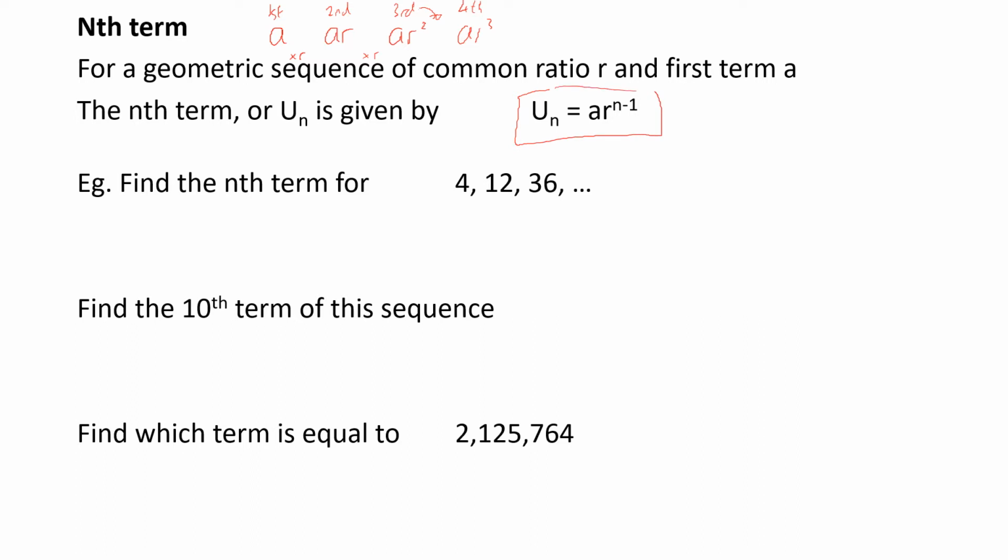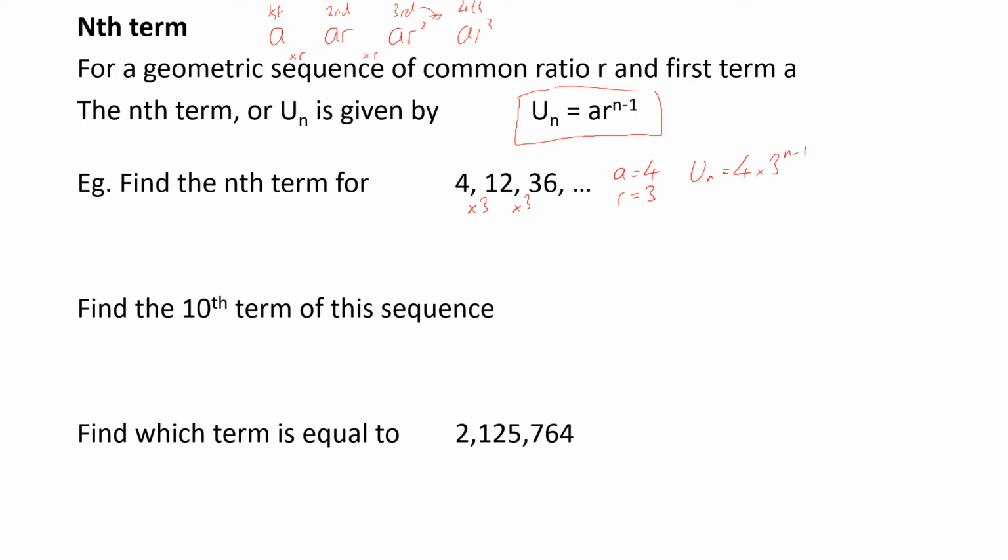Let's see how that works. So we've got here a sequence 4, 12, 36. We can see that that's being times by 3. So the information about that is that A is 4 and R is 3. So Un, our nth term, is A, so 4 times R to the n minus 1, times 3 to the n minus 1. And that's it.